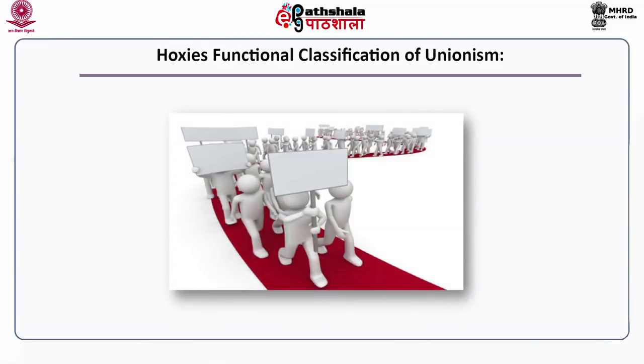Next in line is Hoxie's functional classification of unionism. He classified unionism on the basis of its function. His classifications were business unionism for protecting the interest of various craftsmen, uplift unionism for the purpose of contributing better life such as association of sales engineers and similar other kinds, revolutionary unionism which is eager to replace existing social order, and lastly predatory unionism which rests on the support of the others.